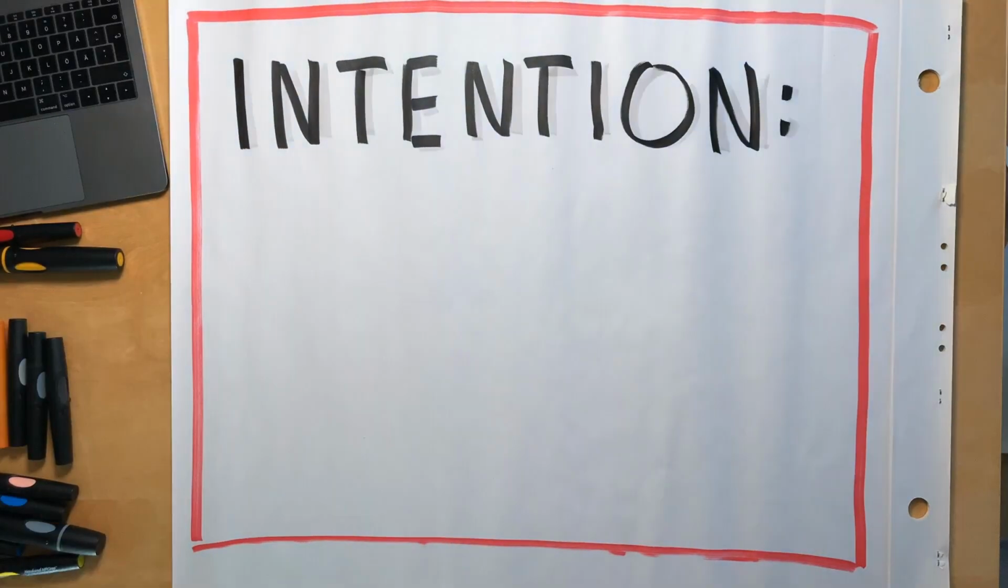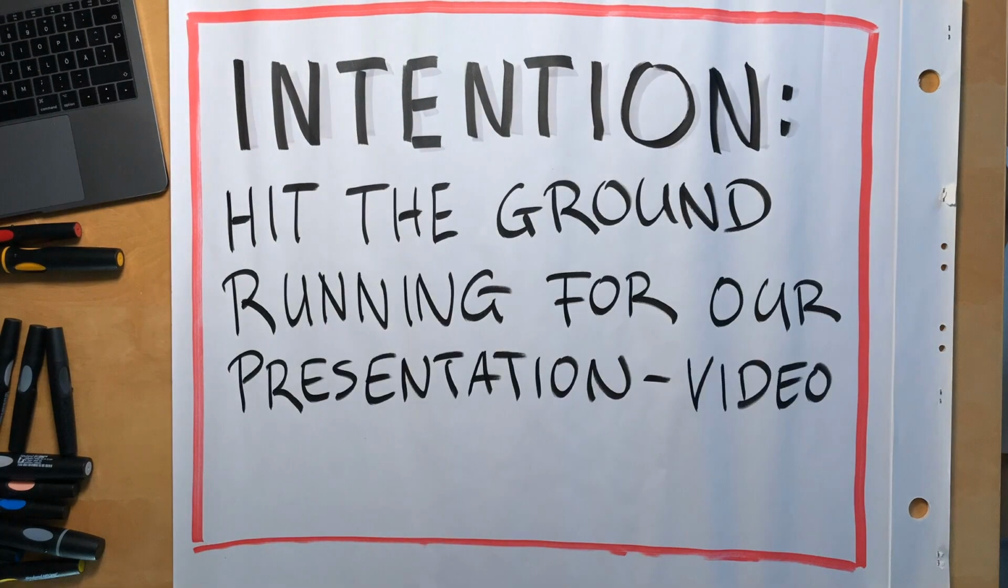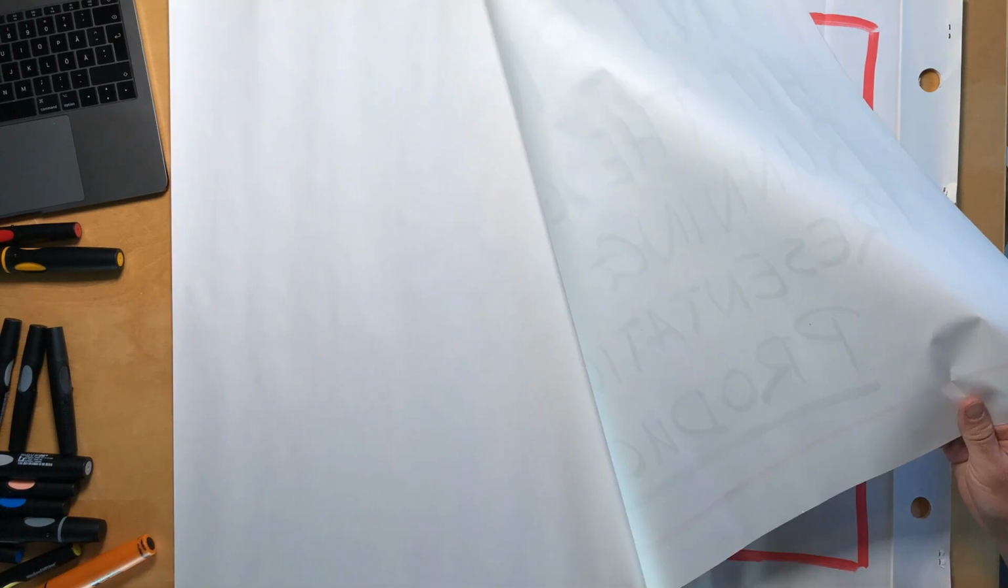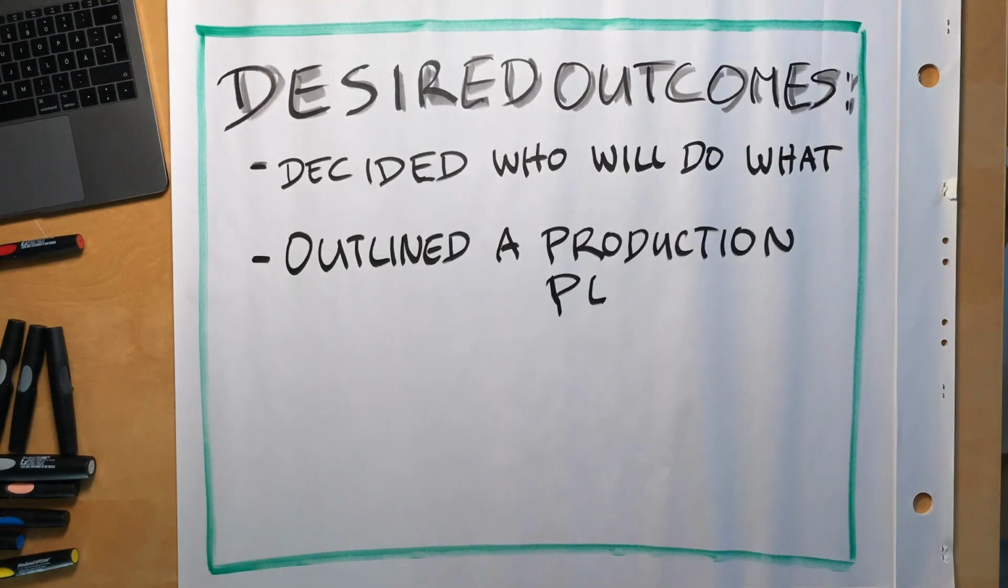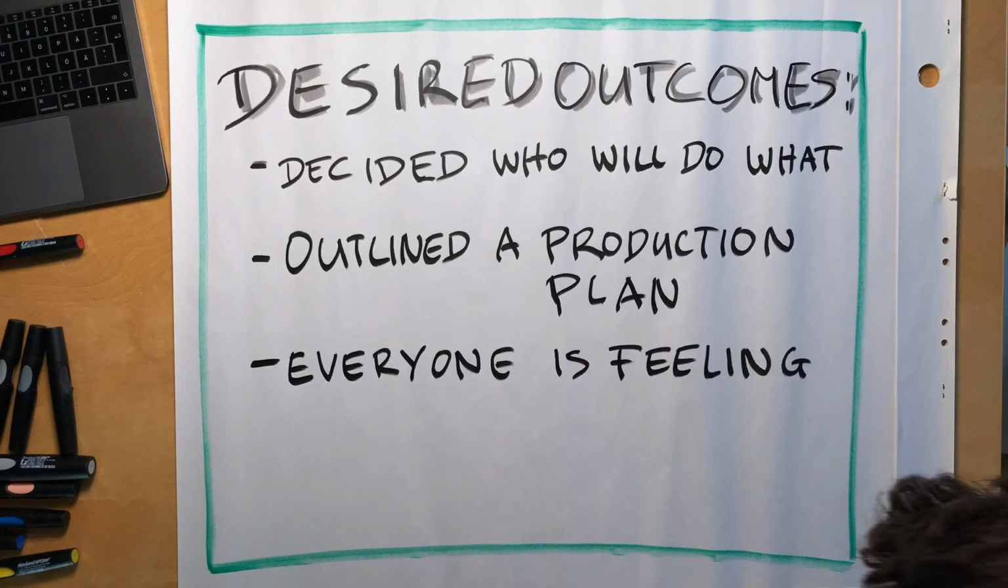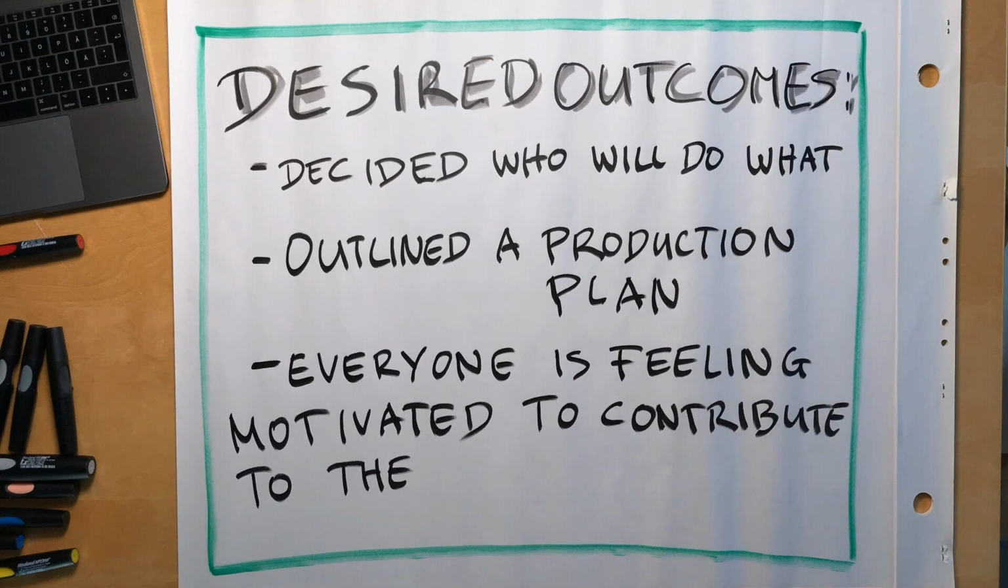Intention: hit the ground running for our awesome presentation video production. Desired outcome: we will have decided on who will do what. We have outlined a production plan and everyone is feeling motivated to actually contribute to the video.